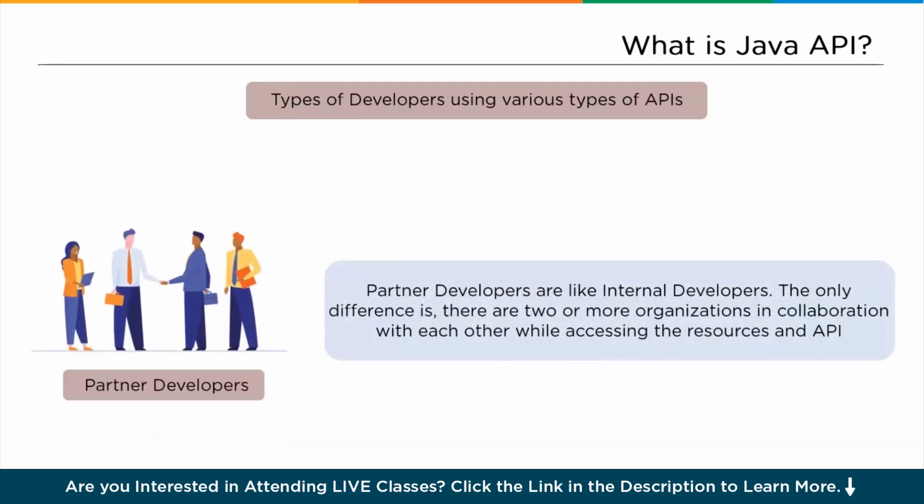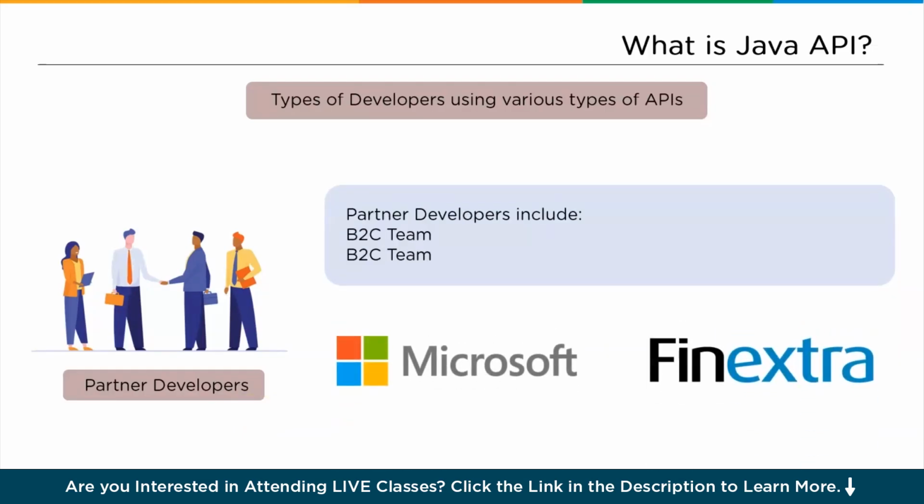So the partner developers are similar to internal developers, but the only difference is there is a collaboration between two or multiple companies. For example, consider yourself to be linked with a different company and you both wanted to create an application. Only you both can have access to that particular API that you're using to create your application. So partner developers majorly use the B2C teams, and the major companies providing the partner APIs are Microsoft and Finextra.